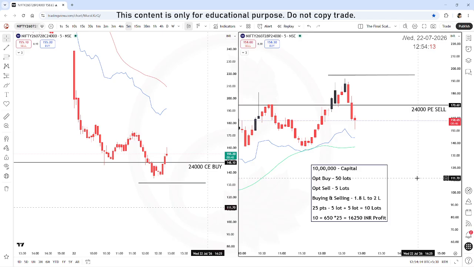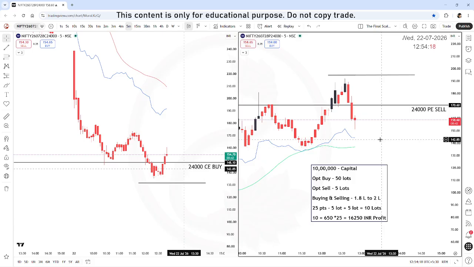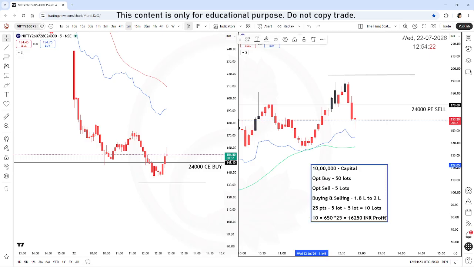So this basically says what? This is basically saying in one trade that we have just now executed, we managed to make around 1.6% of our deployed capital in one trade.